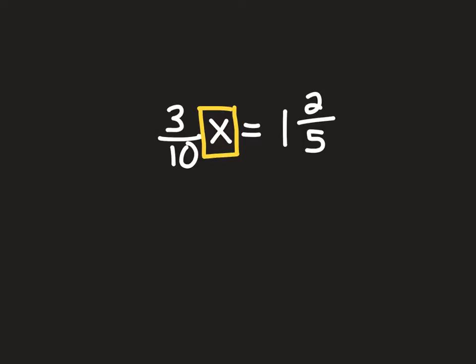Now, normally I would use the inverse operation of multiplication, which is division, but when we're dividing and fractions are involved, we end up multiplying by the reciprocal. So let's do that right away here. Let's multiply both sides by the reciprocal of 3/10, which is 10/3.